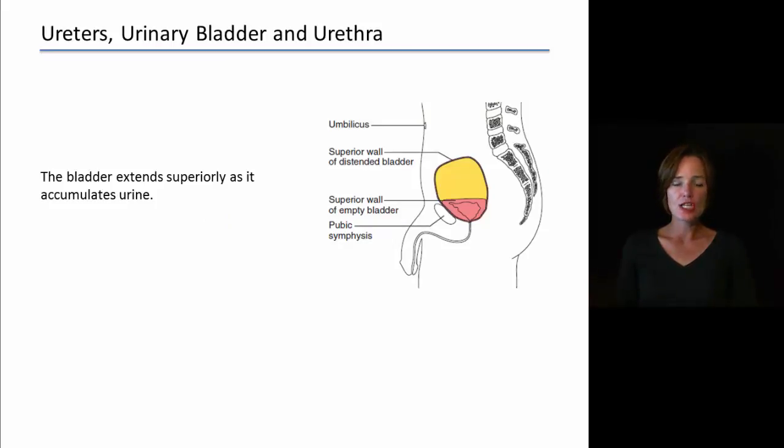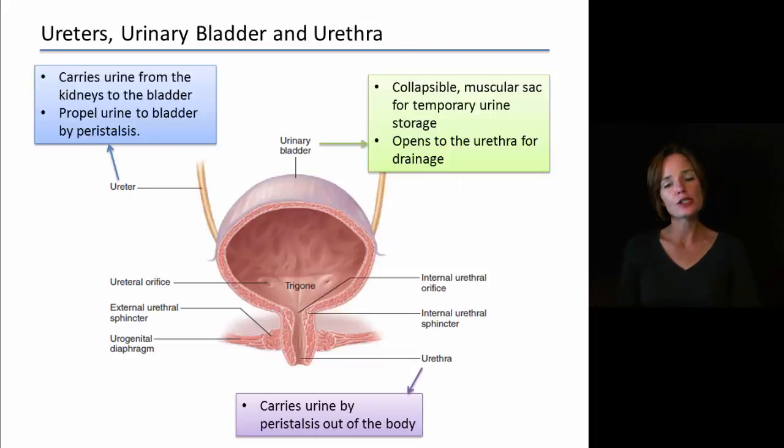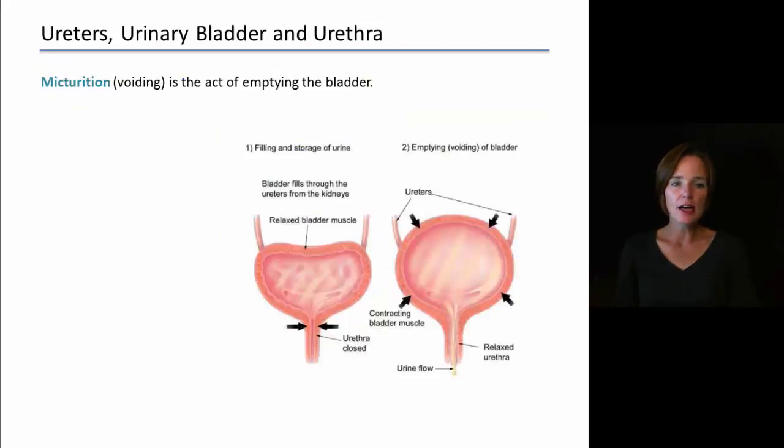This picture right here is showing us the bladder in another view. We can see in this image that the bladder does have this ability to stretch as it fills with urine. The bladder is going to extend superiorly, so it's going to extend upward when it starts to fill up or accumulate the urine. Once the bladder is filled to capacity, the urine is going to go to the urethra, and the urethra itself will carry the urine out of the body. And again, we have peristalsis, some muscular contractions that help propel the urine out of the body. The actual act of emptying the bladder is called micturition, or we also call this voiding.